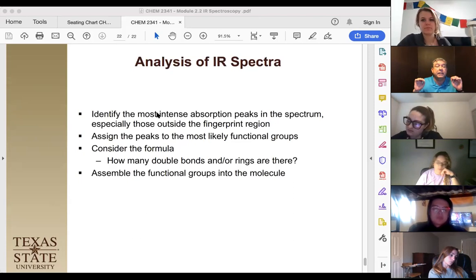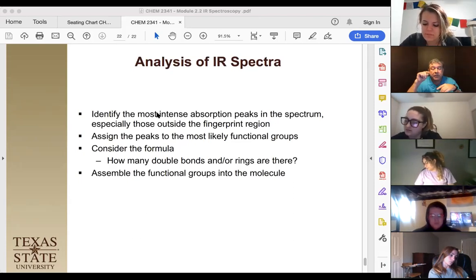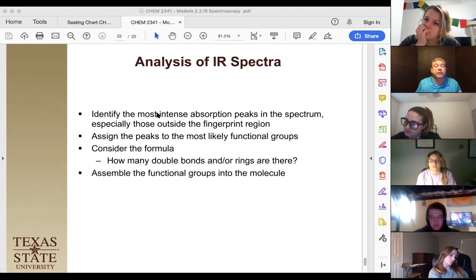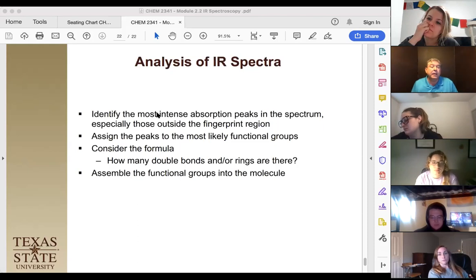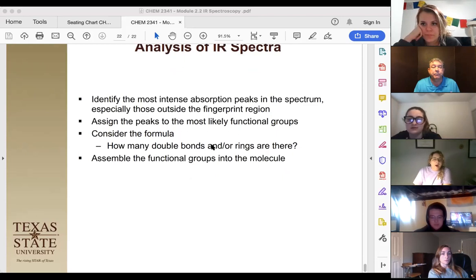When we look at the most intense absorptions, some of them can be small, but most of them should be very well pronounced. Then we have to consider what functional groups are there, what kind of things are there. Do you have double bonds or rings or something like that? And then you kind of look at all the different types of functional groups that can be in that molecule. So let's use that method and try to identify a couple of them.